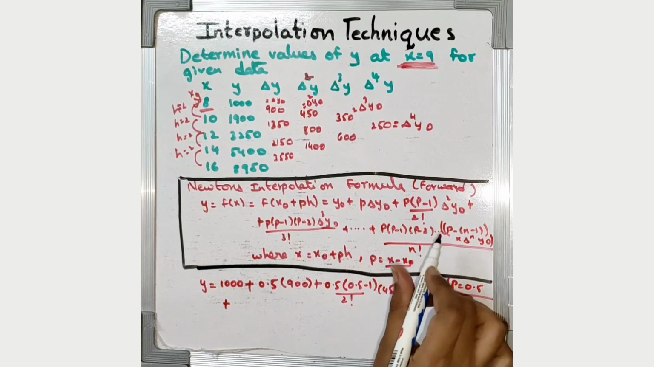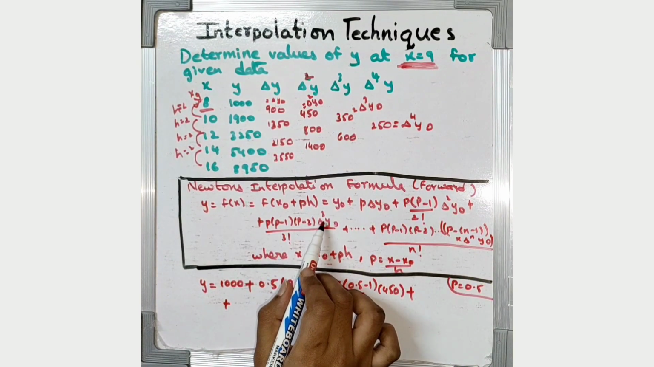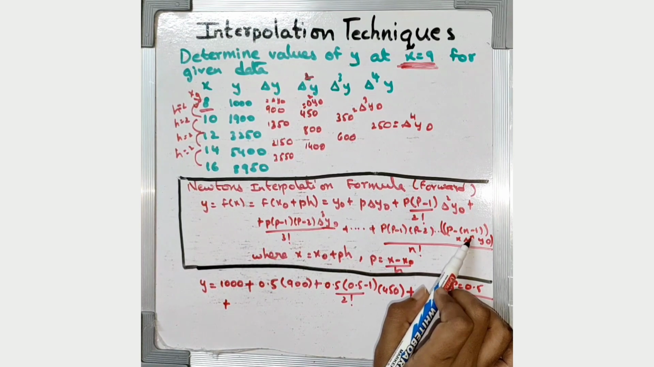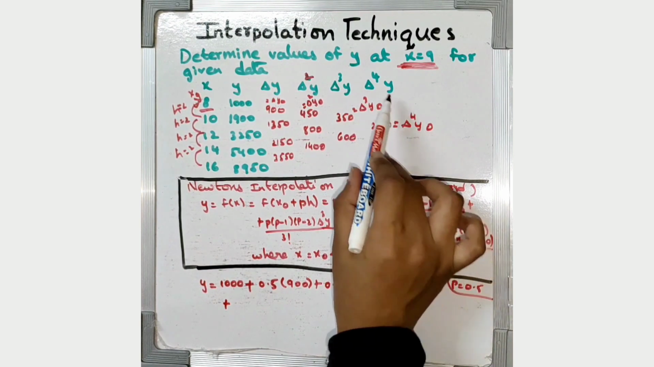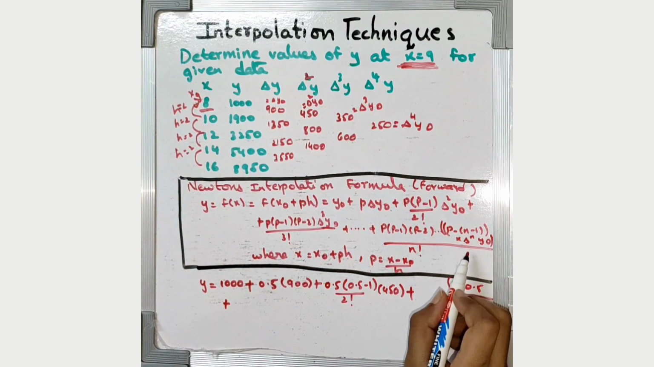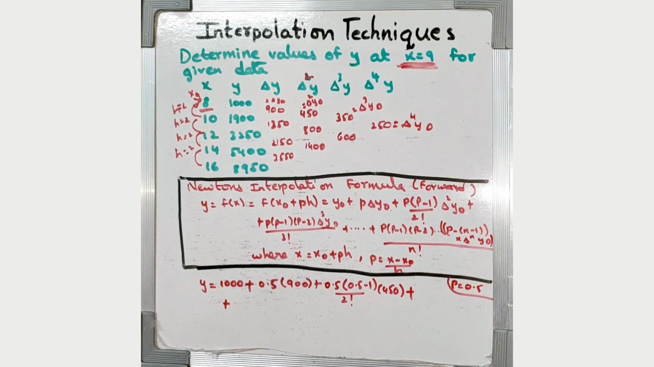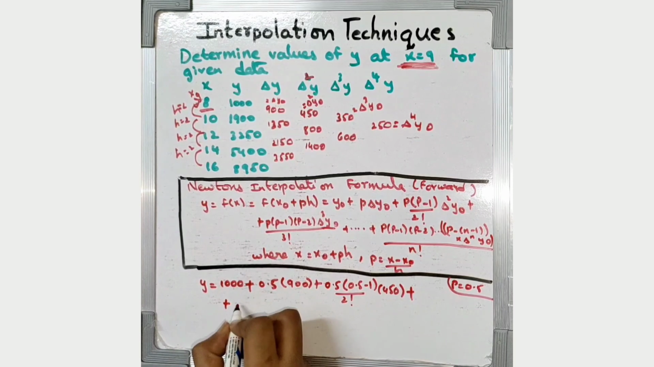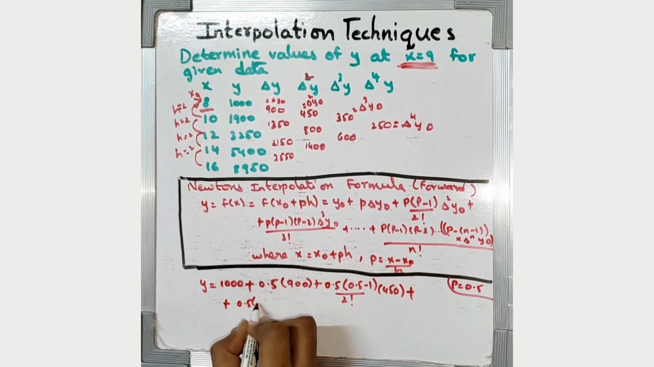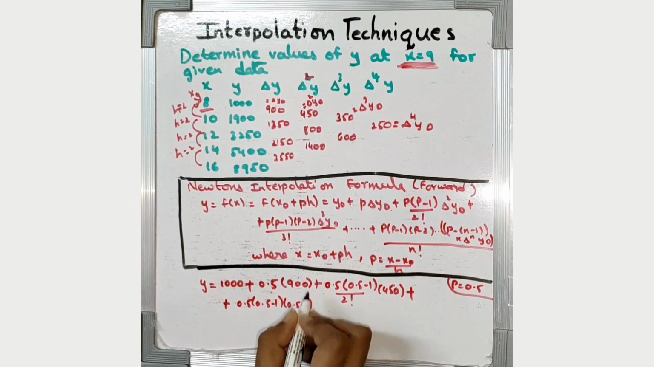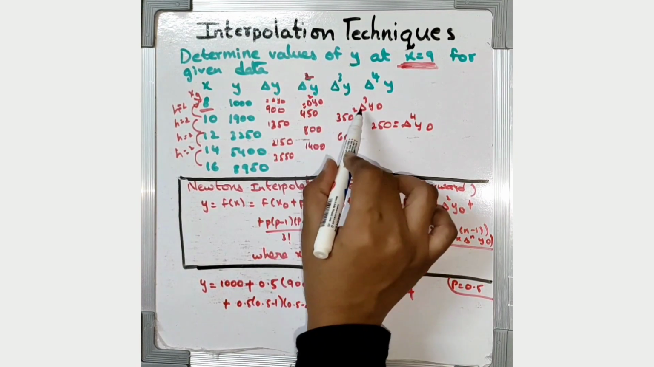Plus, again go for delta cube y naught. Till how much do you have to go? Till delta n power y naught. n is our 4, since we have 4 forward differences, so we have to go till delta power 4 y naught. So p into p minus 1 into p minus 2, that is 0.5 into 0.5 minus 1 into 0.5 minus 2, and delta cube y naught is this one, 350.